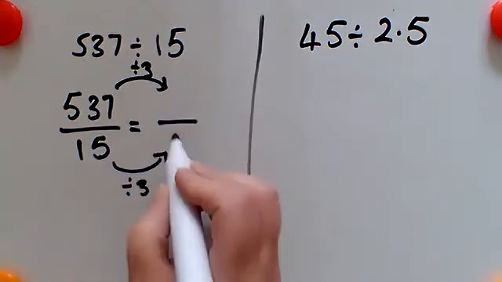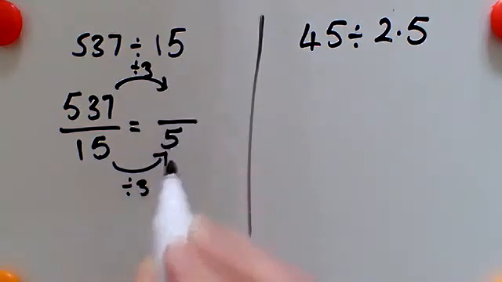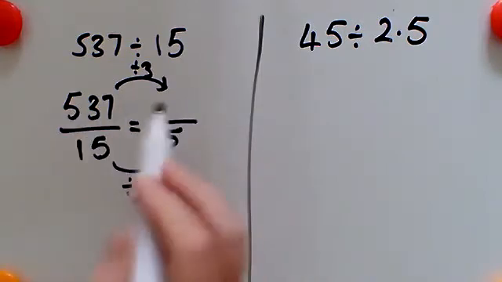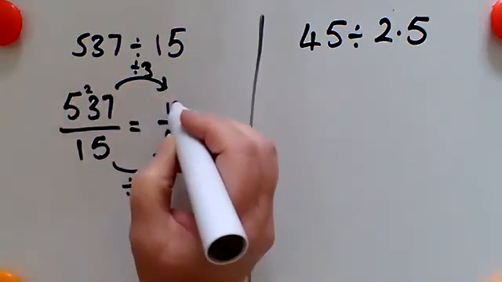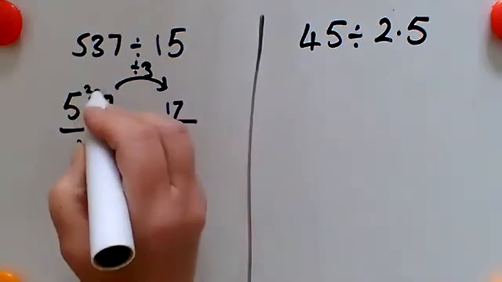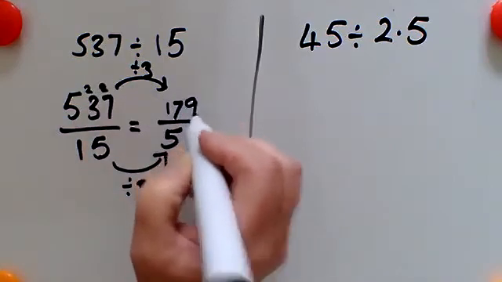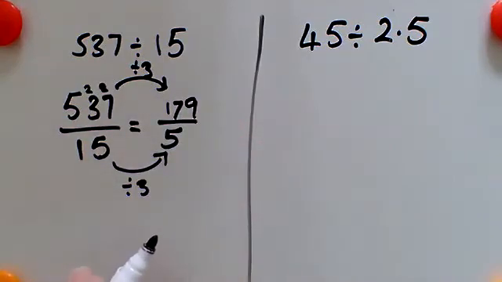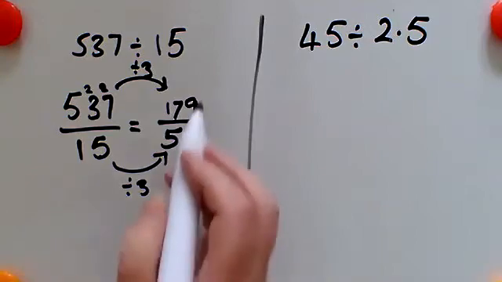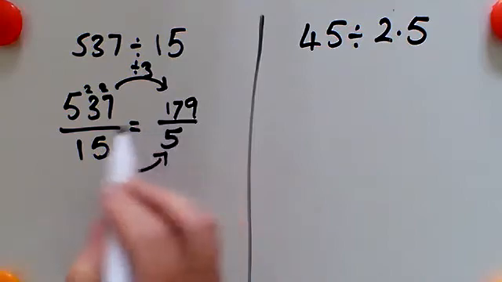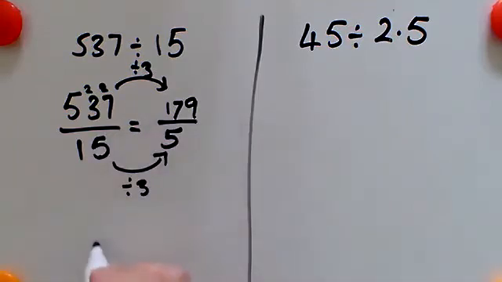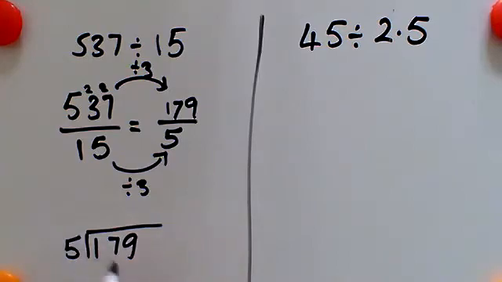So 3 goes into 15 5 times, and 3 goes into 5 once, 2 left over. It goes 7 times into 21 with 2 left over, and then it goes 9 times exactly into 27. So now my calculation is 179 divided by 5. This is an equivalent calculation. I can now do, if I want to, the bus stop method, you probably call it.